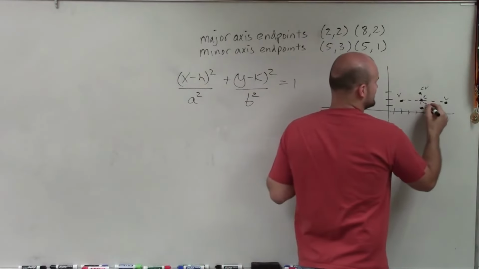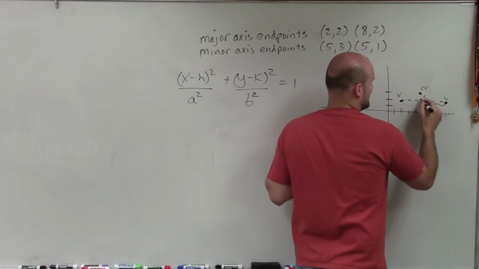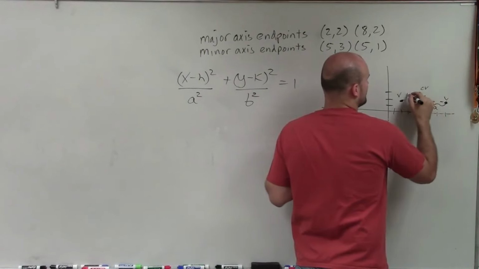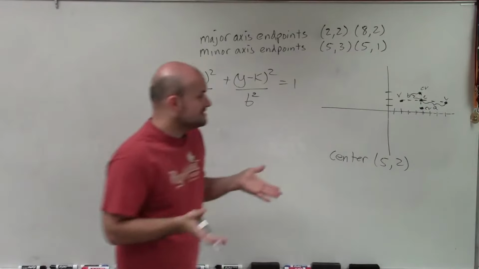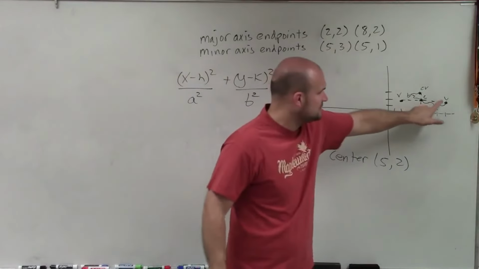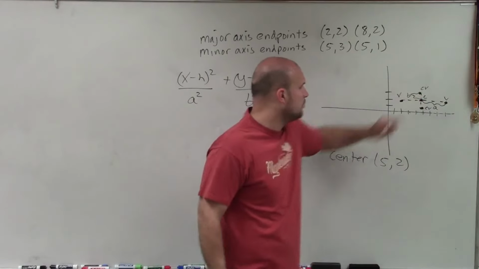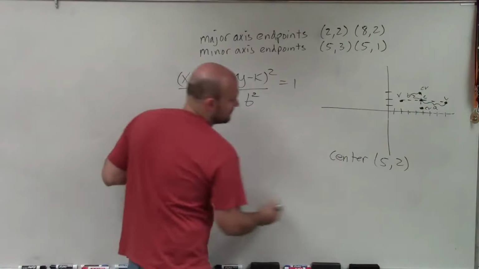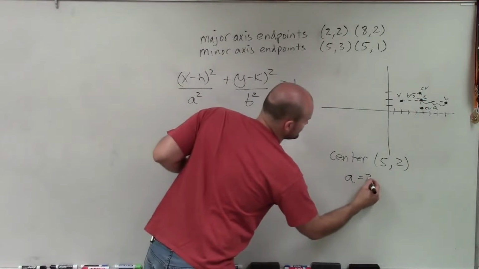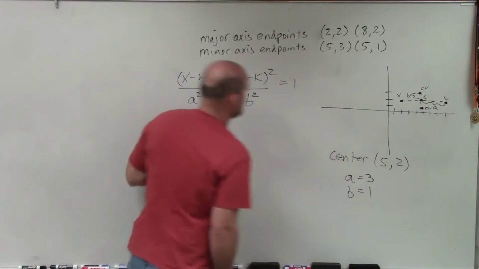Now remember, the distance from the center to the vertex is a, and the distance from the center to the covertex is b. So all I simply need to do is say, all right, from the center to a vertex is 1, 2, 3, and from the center to the covertex is 1. So now I'm going to enter the information. So I say a equals 3, and b equals 1.